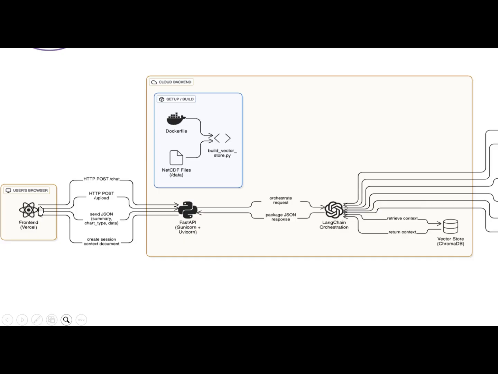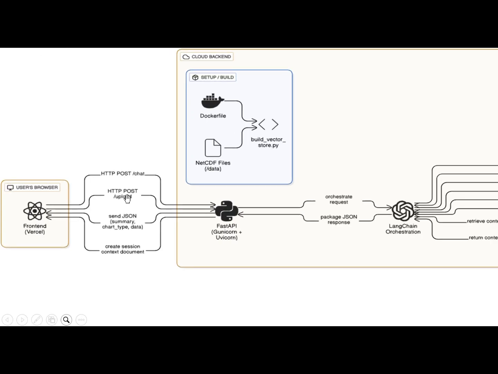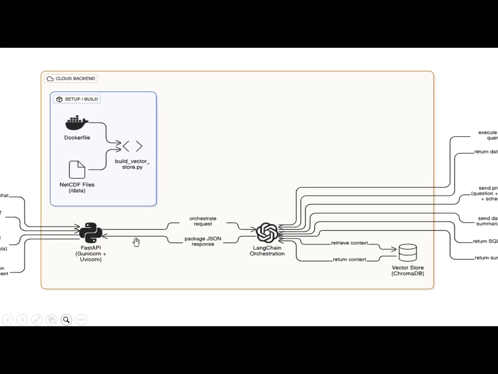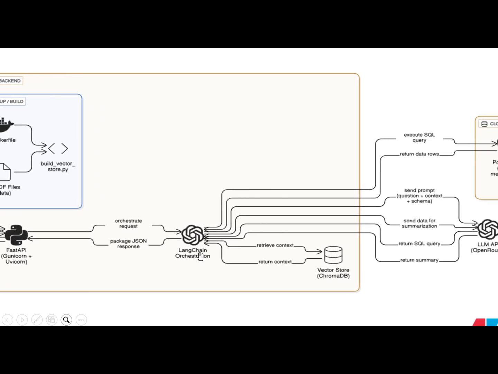A user's journey starts in the front end, a React application hosted on Vercel. When a user asks a question, it sends a request to our cloud backend on Render. This backend is a FastAPI server that orchestrates the entire process. It immediately hands the request to our LangChain AI orchestrator.